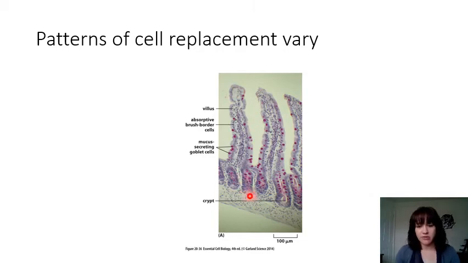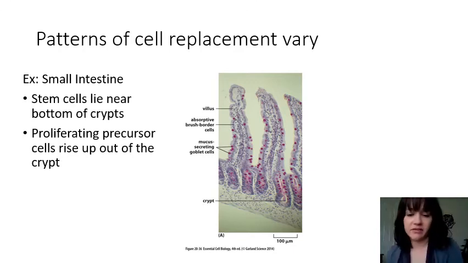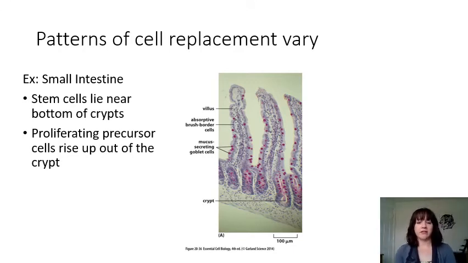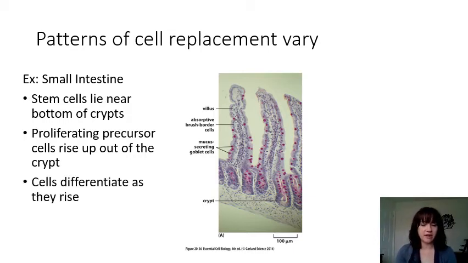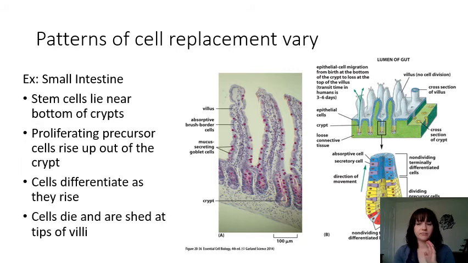And so down here, these are called crypts. This is where the stem cells, the adult stem cells, reside. So these stem cells are going to divide. These proliferating precursor or progenitor cells are going to travel up the side of these villi, and they're going to mature as they travel upwards. On the right, we have a diagram that demonstrates this in more detail.